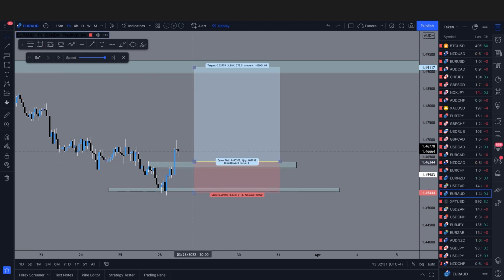Now we can look for our entry. See our entry, previous structure resistance, now broken to the upside. When it comes back, it should be retested and act as support.